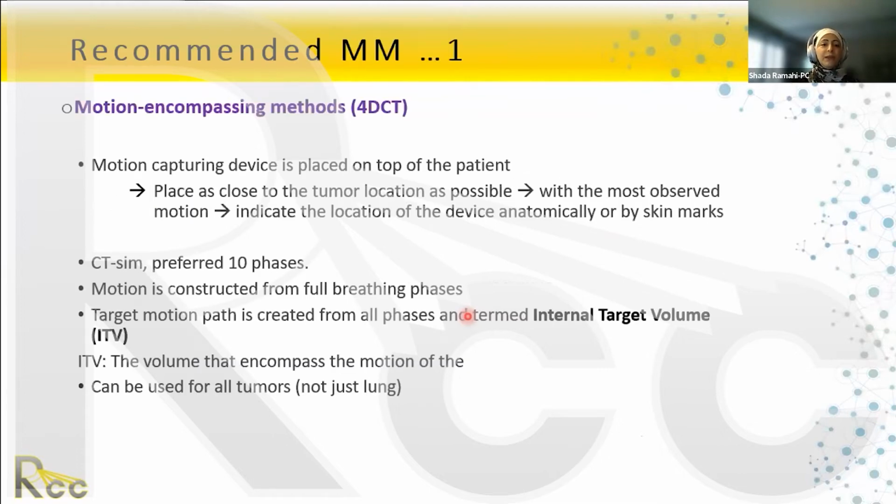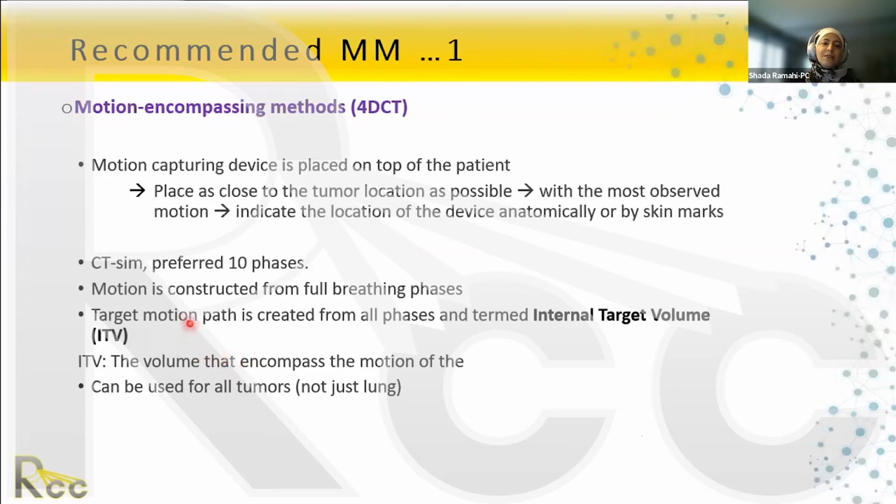So, motion encompassing methods. Most of you are probably doing this or will be implementing it very soon. In fact, if you've bought a CT simulator in the last 10, 15 years, it already comes with this option built in. Motion capturing starts with a device that you put on a patient's chest. It could also be a belt that tracks the patient's breathing. And then it gives a signal on the screen and shows you what the breathing pattern is. The expected breathing pattern is a nice sinusoidal wave, assuming the patient is a phantom that doesn't move, doesn't cough. Perfect.